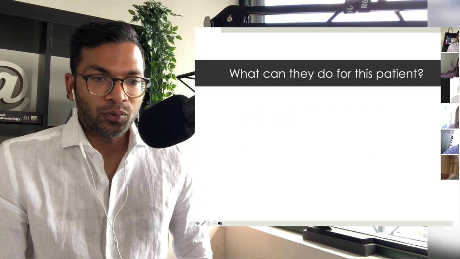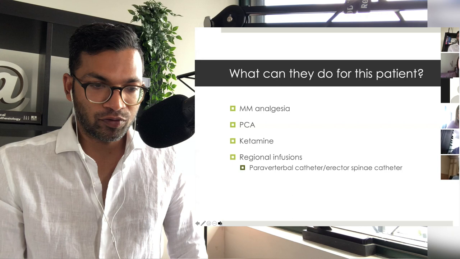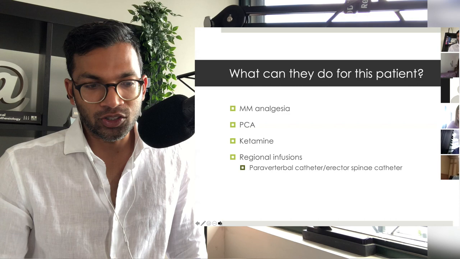So what can we do for this patient? As I mentioned, obviously multimodal analgesia for this rib fracture patient, get them on a PCA. You might even start ketamine and you might start these regional infusions. In this circumstance, a paravertebral catheter or an erector spinae catheter is something that you could use. Okay, so again, just moving on.